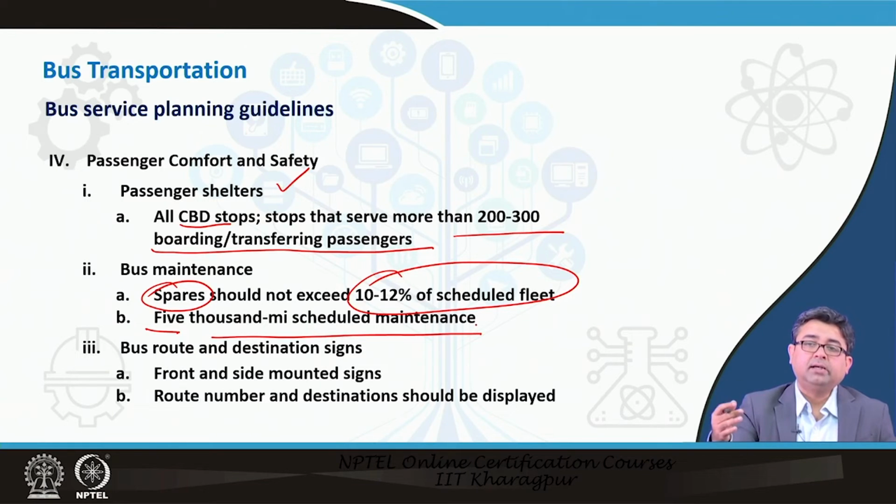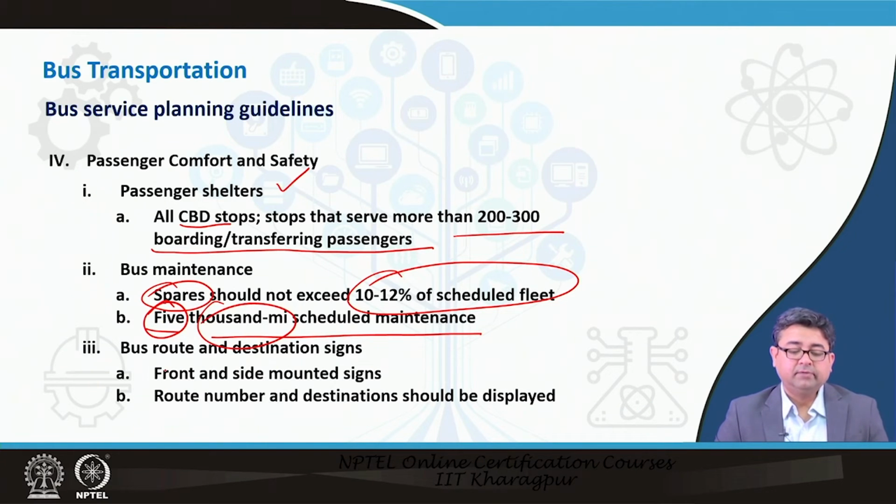So, these are scheduled maintenance, not maintenance that is generated out of wear and tear, but scheduled maintenance. So, there should be at least 5 of them per thousand miles driven. What about bus route and designation signs?